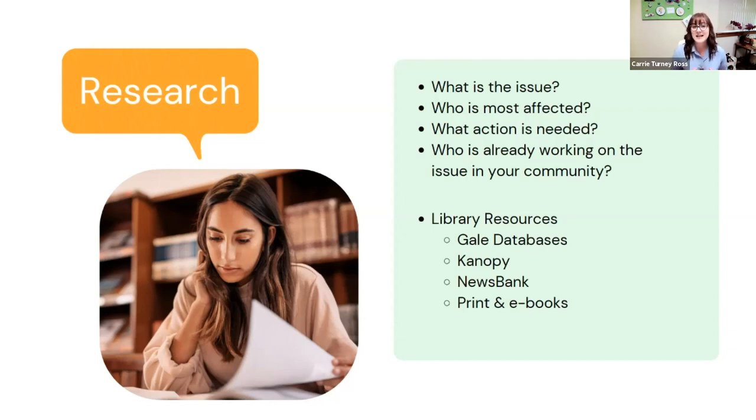Canopy is an online streaming service available for your library. And what's great about Canopy is it has a lot of documentaries that you might not be able to find in other places. And I'll bet there's going to be a documentary on the topic you're interested in. Newsbank can provide you access to local newspapers, but also newspapers around the nation. And that way you can see what's going on, what are the current events. And then of course, we have a wide variety of print and ebooks.